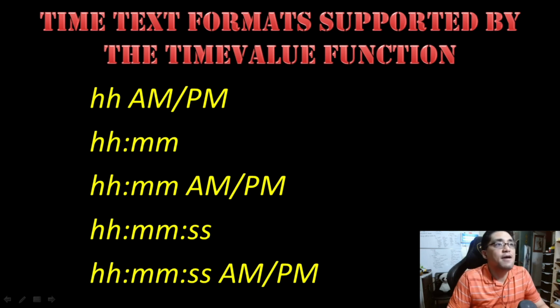Now, on the screen right now are the following time text formats supported by the time value function. First of all, you can just have the hour followed by the meridian, so hour and then AM, PM, or you can have hours and then minutes. In this case, we consider this as military time, so hours and then minutes. You can also have hours and minutes with the meridian, and then you have hours, minutes, seconds, which in this case will be the military time, or hours, minutes, seconds with the corresponding meridian.